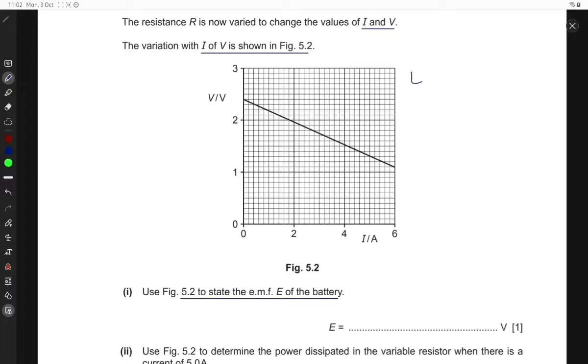Now they're saying use this figure to state the EMF of the battery. Now the EMF of the battery is obtained when there is no current flowing through the circuit. Which means when the current is zero, that's when you have the total EMF of the battery. And the current is zero on this voltage axis, and we can see that this point would be the total EMF. So this is 2.4 volts. So the total EMF of the battery from there is 2.4 volts.